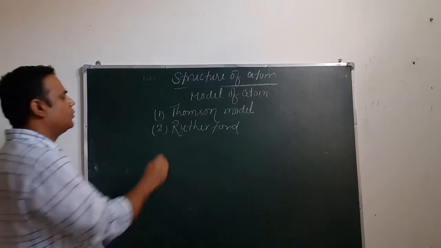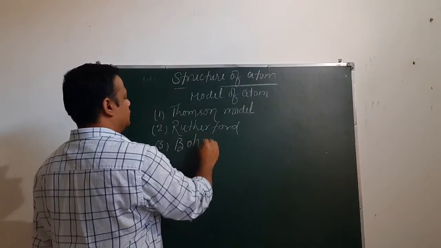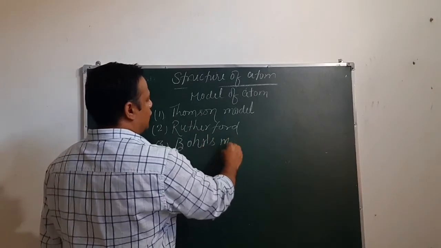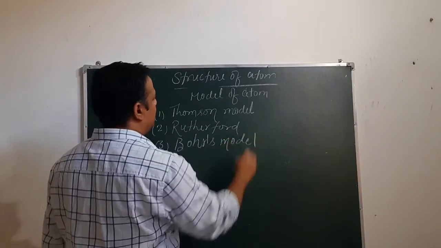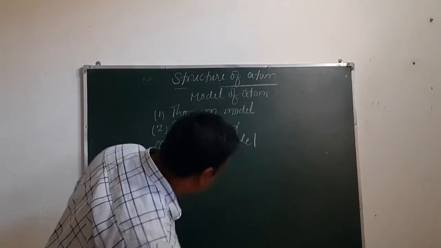Thomson model, Rutherford model, and the third one is Bohr's model. We will study three models of atom. Okay, so starting with Thomson model.